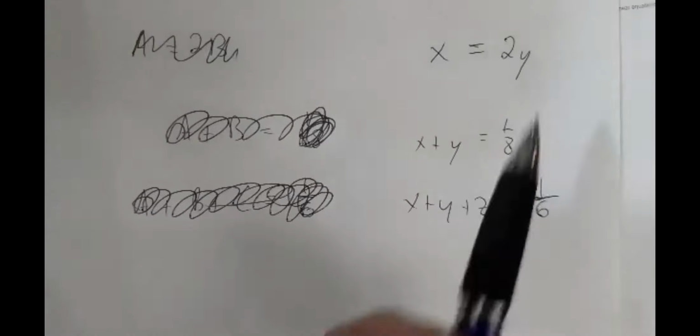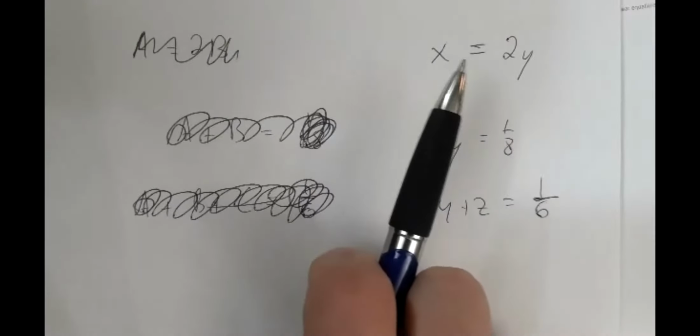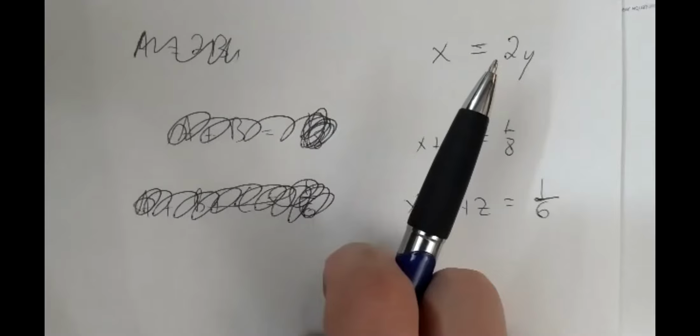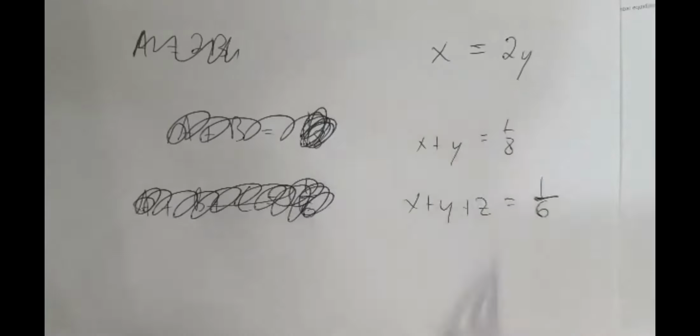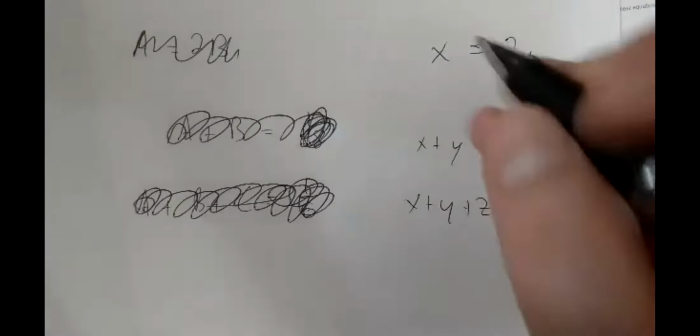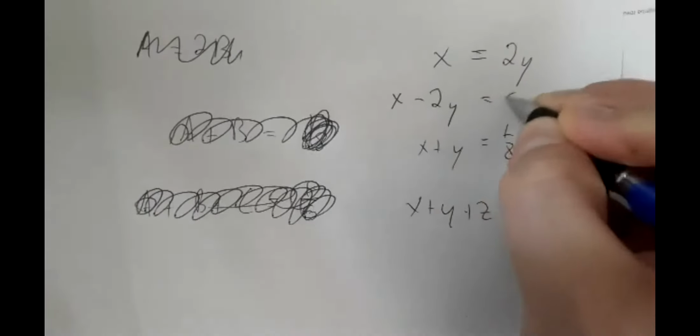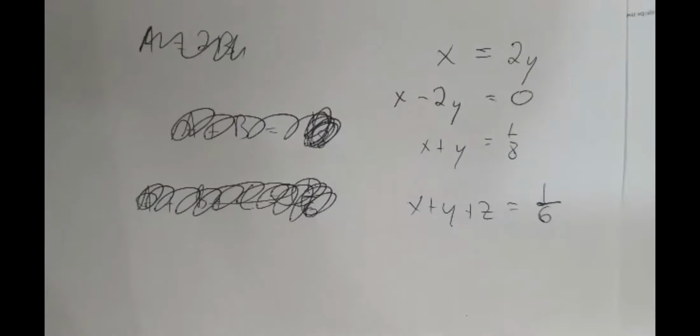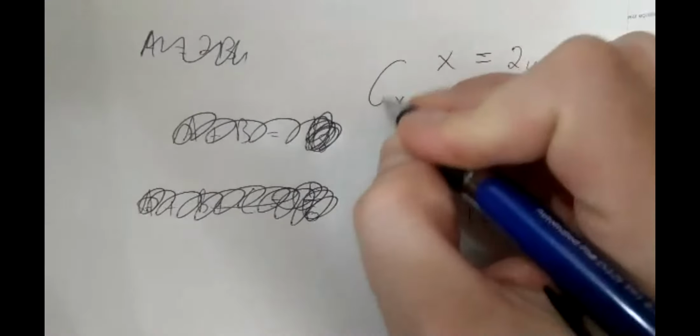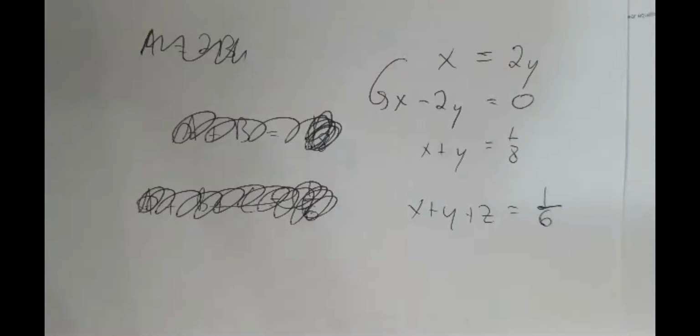What about this thing? Can I plug this into a matrix? If you make the other one 0, and if you move over the 2y, you subtract 2y from both sides, and make that 0. Exactly. So that's exactly what you want to do. You want to put these things in standard form. You want to put all your variables to the left, all your constants to the right. If it's not in that form, you're going to have to convert it to that form, right?